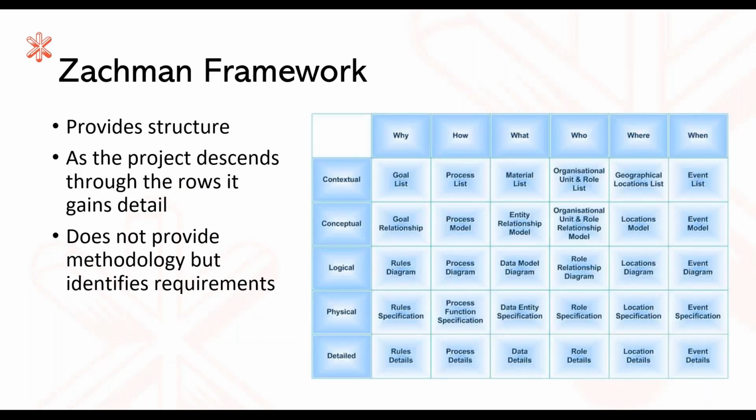In addition, we also use the Zachman Framework for our project. This provides a structure on a way to view and define a project. The simplified version of this can be seen on the slide. You would basically start with the first row. You would answer all the questions: the why, the how, the what, the who, the where, and the when. And there's also a description of what that means to the row. As the project progresses, you would go down the rows until you have a very detailed project at the end. It doesn't provide any methodology of how to actually get there, but it does identify the requirements at each stage of the project.